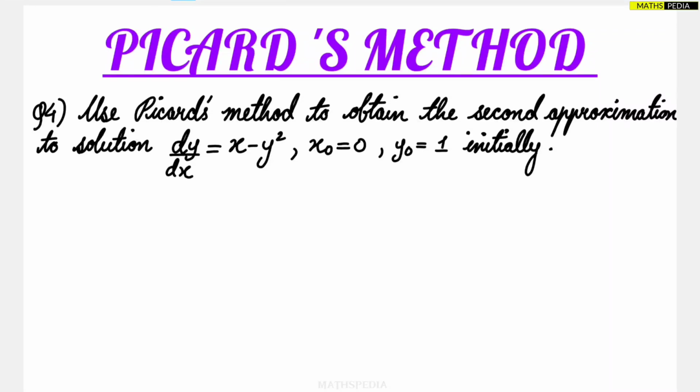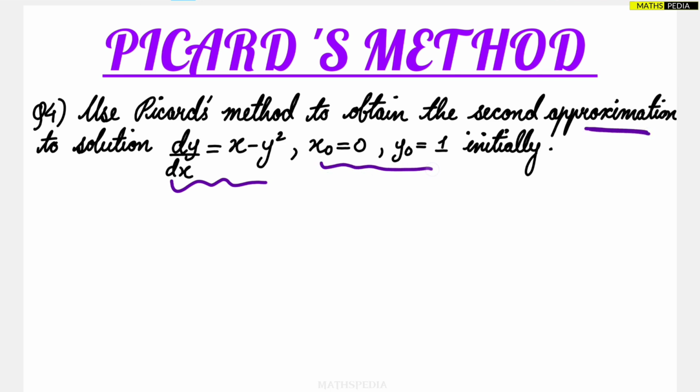So in this video, we are taking up the fourth problem in the case of Picard's method of successive approximation. It is basically used in numerical methods for solving the initial value problem for a differential equation of first order and first degree. Here they have given the first order and first degree differential equation. We have to find the second approximation.